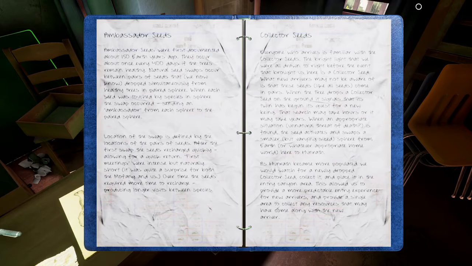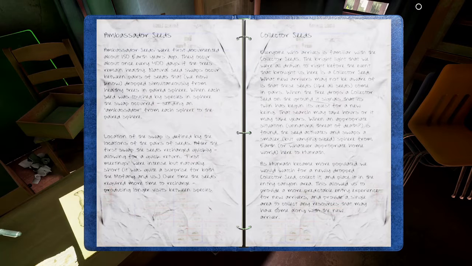Interesting. Collector seeds. Everyone who arrives is familiar with the collector seeds. The bright light that we were all drawn to right before the event that brought us here is a collector seed. What new arrivers may not be aware of is that these seeds, like all seeds, come in pairs. When the tree drops a collector seed on the ground, it signals that its twin has begun its quest for a new being. That search may take hours or it may take years.